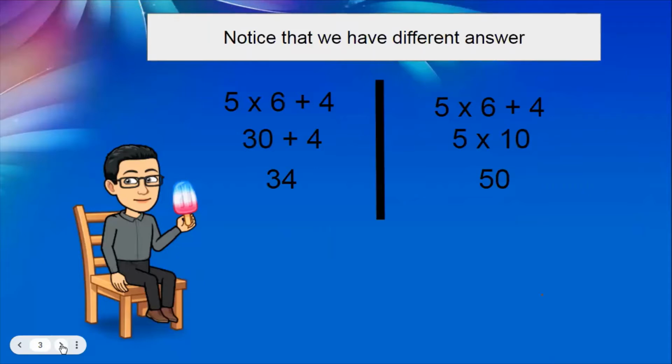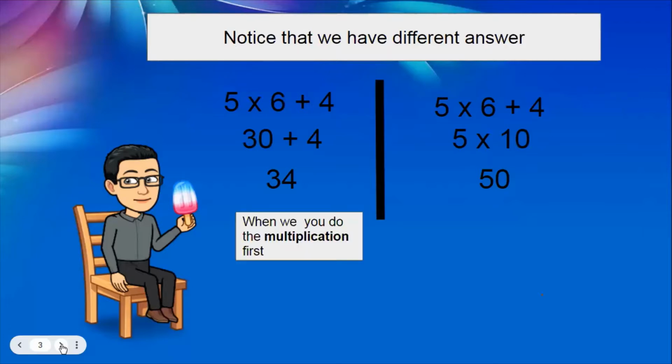Notice that we have different answers here. If we do the multiplication first, we get the answer of 34. So, let us try to answer the equation. 5 times 6 is 30. Added by 4, the answer is 34.